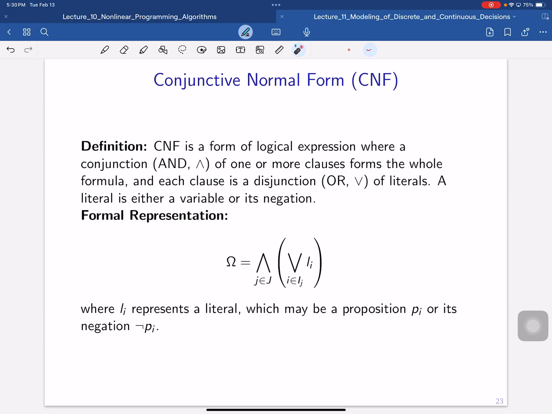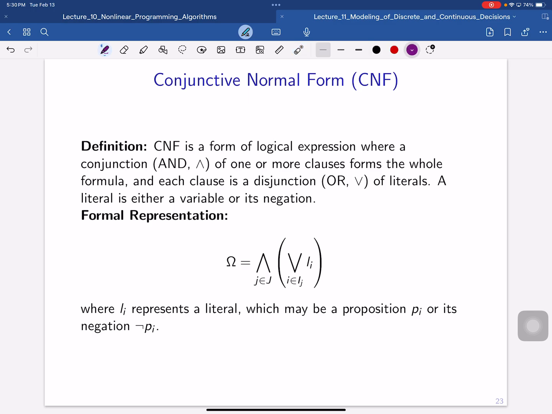Okay, so what is a conjunctive normal form? It means you have a logic expression that is a conjunction of disjunctions. In other words, this logic expression is in this form: you have a bunch of AND operators in the outer layer, and for each of these operands in the conjunction, you have an OR operator.